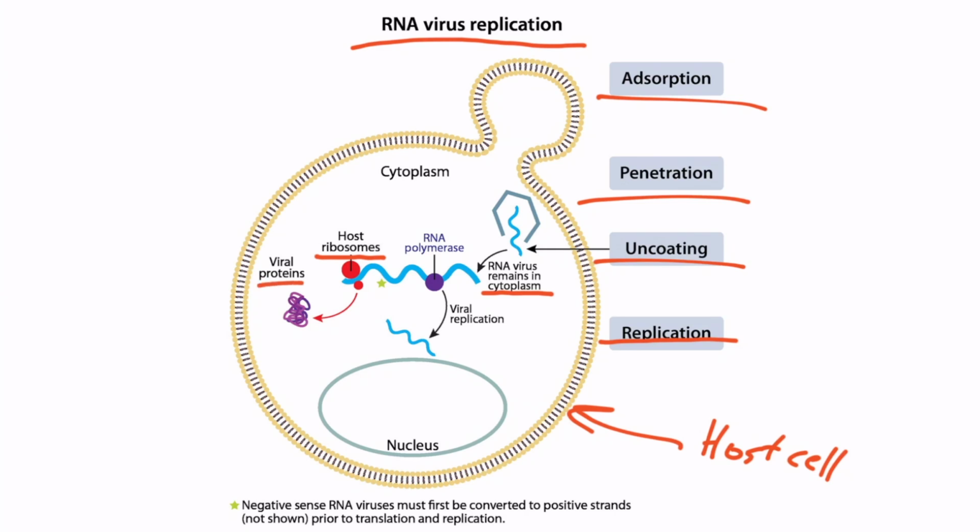These proteins can help form the capsid or anything else for new and complete viral progeny. Some of those proteins will be polymerases, which can help replicate the viral genome. Now, I made a special note here with this star, and it's to point out that negative sense RNA viruses must first be converted to positive strands, and this item is not shown. In other words, if we're dealing with a negative sense virus, there's an additional step right here.